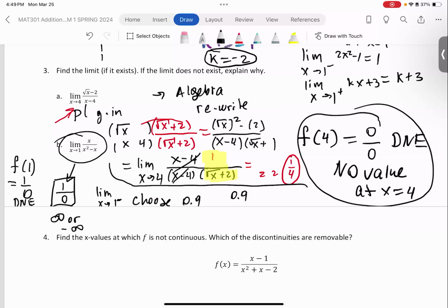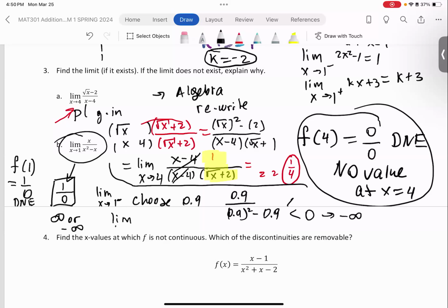So that would be 0.9 over 0.9 squared minus 0.9. Is that what we're getting? That's positive over negative, so that's less than 0. Oh. So that means that this is going to approach negative infinity.